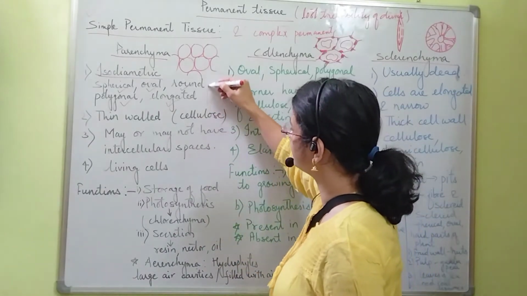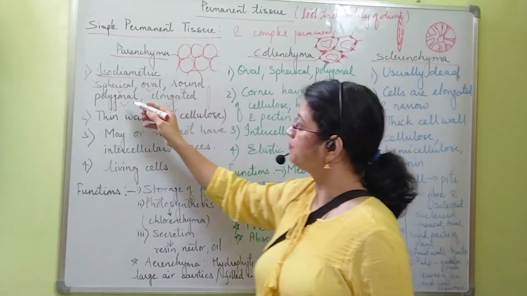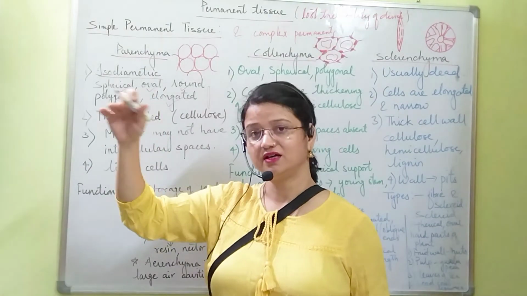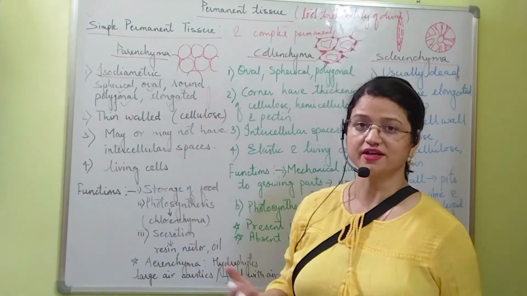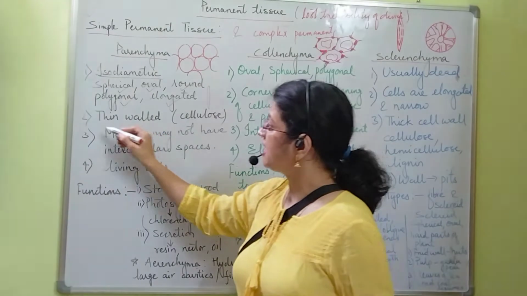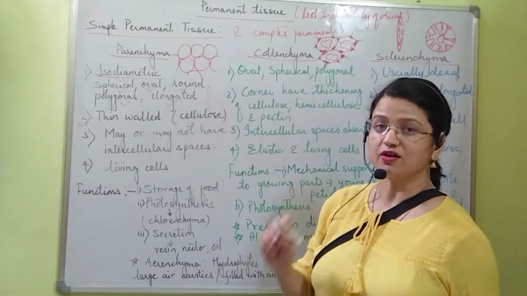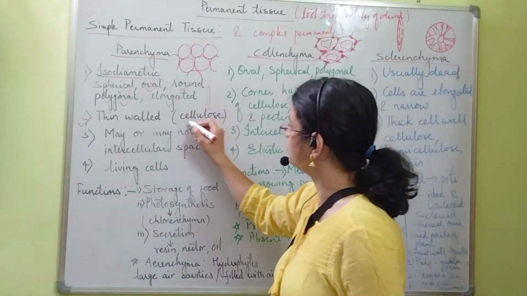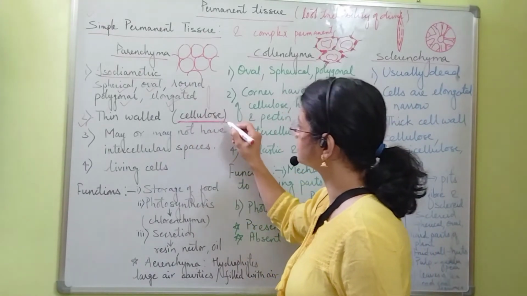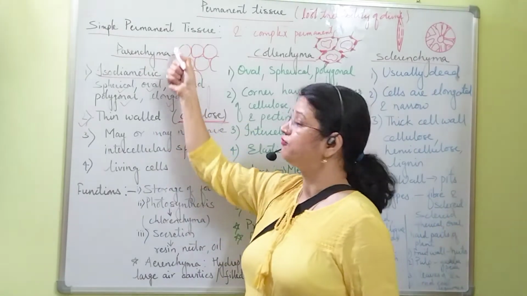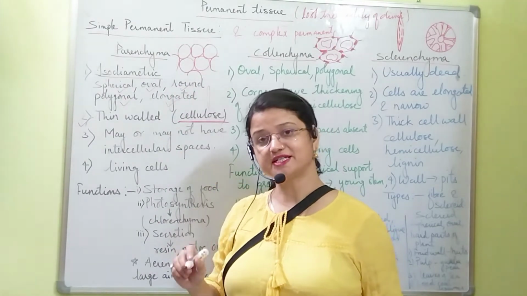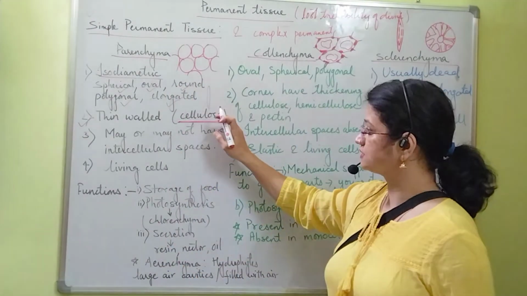Elongated, you know that they will be like this, elongated, and polygonal means they have many sides, so it will be called polygonal. They are thin walled, and their cell wall is made up of cellulose. You have to remember, my dear students, that their wall is thin and it is made up of cellulose.